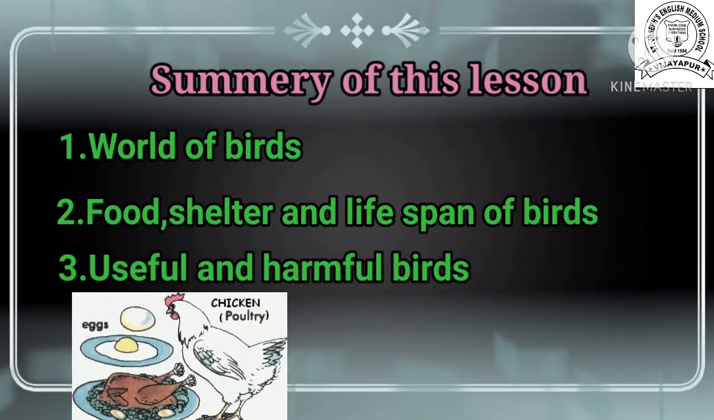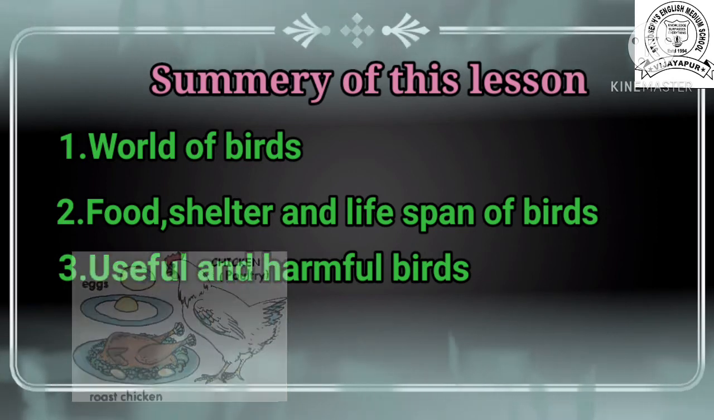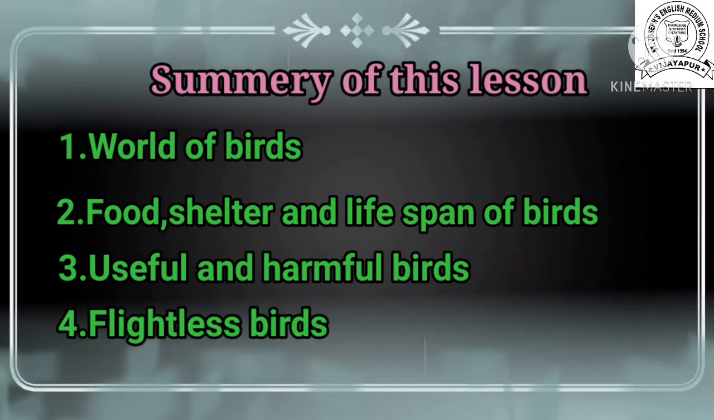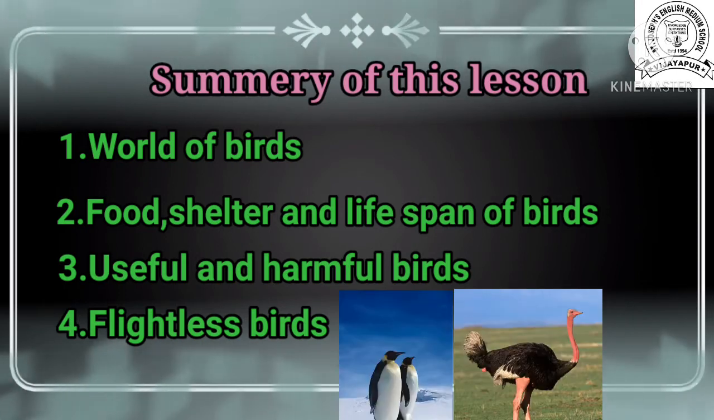After that we learned about the useful and harmful birds. Here hen is a very useful bird because it gives us eggs and chicken. And birds like pigeon and gull are harmful birds. Next we discussed the flightless birds. Birds which cannot fly are called flightless birds. For example, penguin, emu and ostrich.